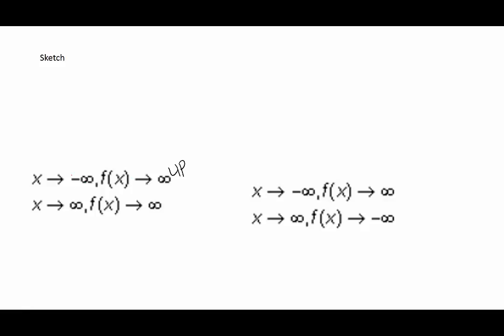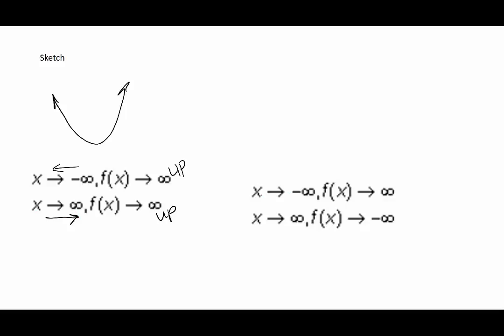So as x is going to the left, the function goes up. For example, it could do that. This is saying as x is going to positive infinity, which means to the right, the function goes up. So x going to negative infinity is as we look at the function to the left. X going to positive infinity means as we look at the function to the right.